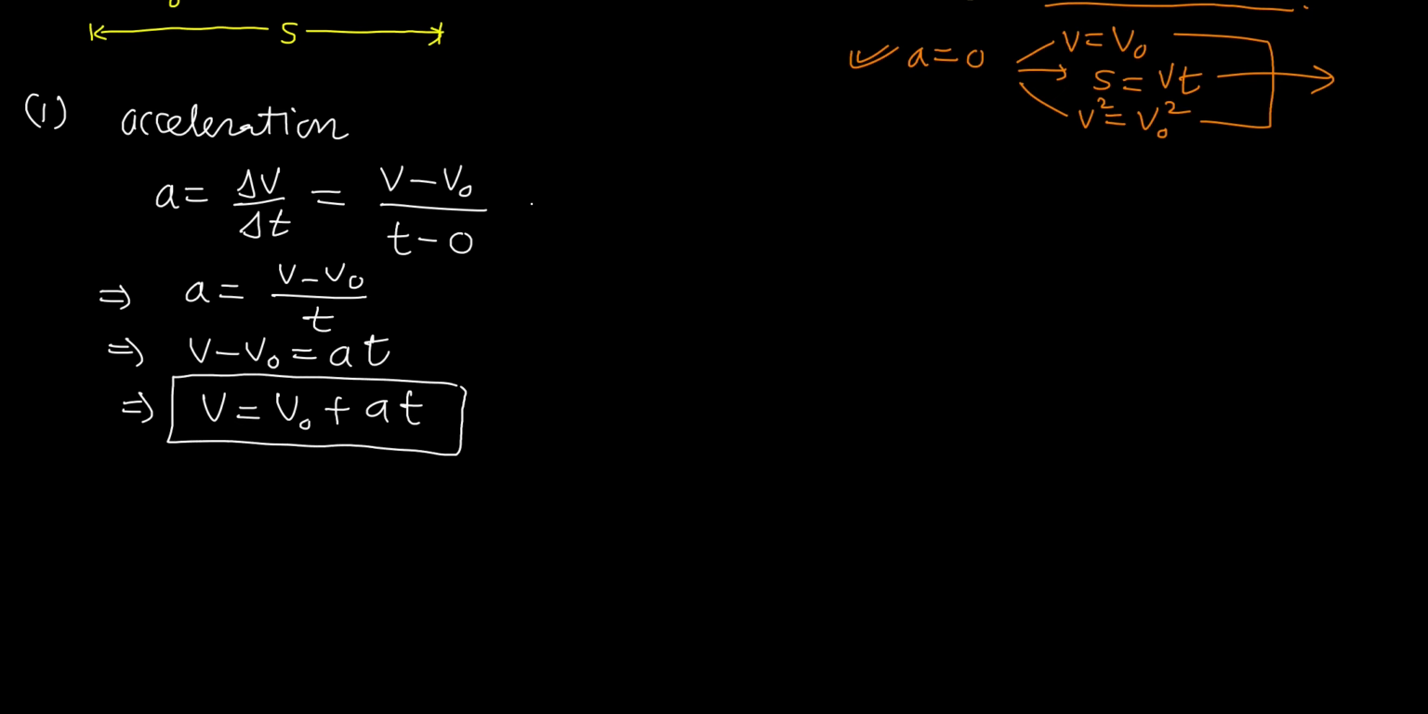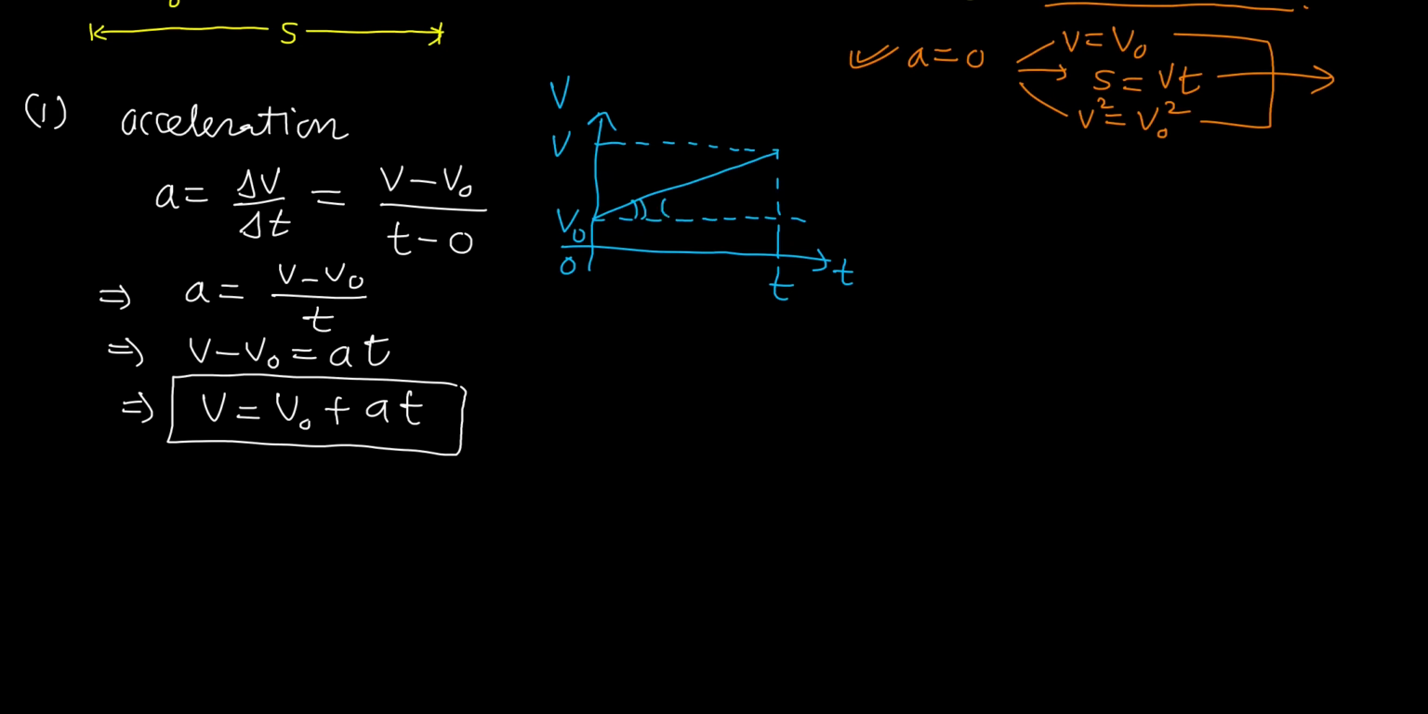You can derive it in another way also, using a graph. Suppose you have a velocity time graph. This is the time axis, this is your velocity axis, and suppose the graph is like this. Initial velocity is v naught and final velocity becomes v, and the initial time is 0, and finally the time is t. Suppose we draw a parallel line from v naught to the x-axis, meaning the time axis.